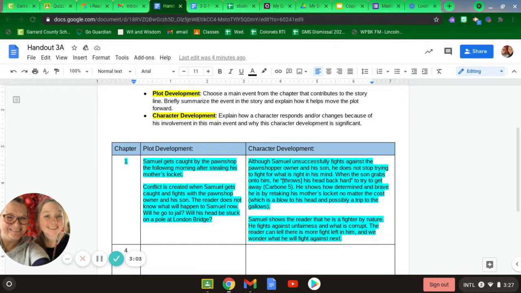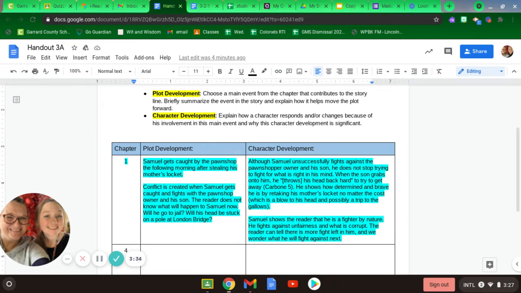So here's an example for chapter 1. If you remember when we read, for the plot development, Samuel gets caught by the pawn shop the following morning after stealing his mother's locket. So conflict is created when Samuel gets caught and fights with the pawn shop owner and his son. The reader doesn't know what's going to happen to Samuel now. Will he go to jail? Will his head be stuck on a pole at London Bridge? We don't know. So that moves the plot along because it leaves us wondering what's going to happen next.